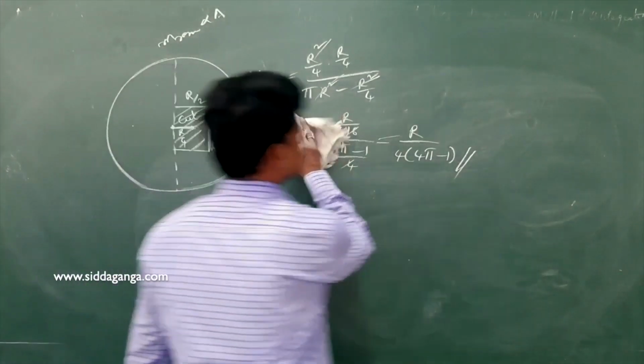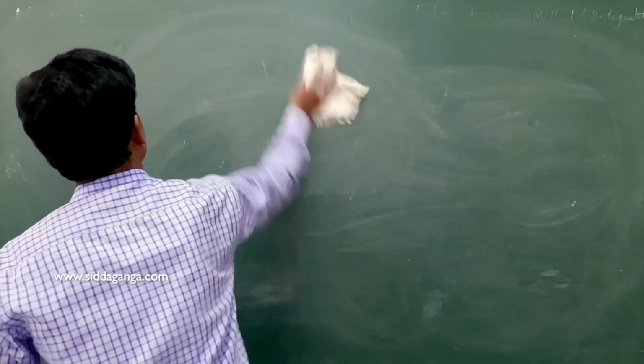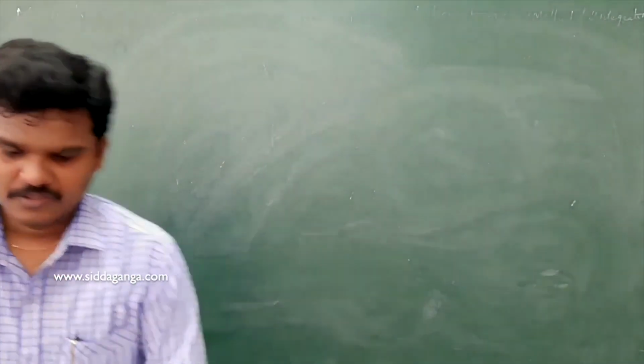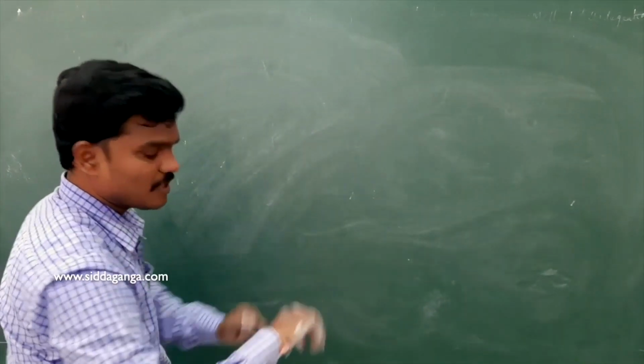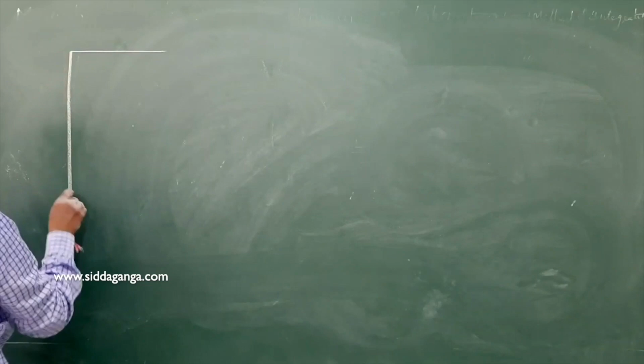Now let us see some more easy things. See, they are asking to find the center of mass of the system from O that is given in the diagram. See, they are given the diagram like this.